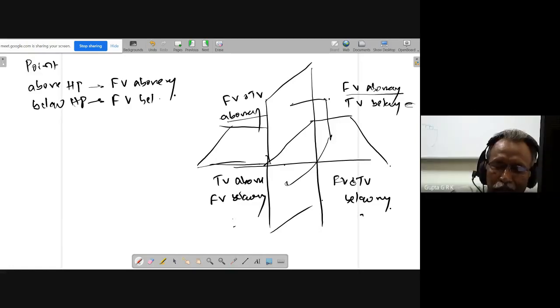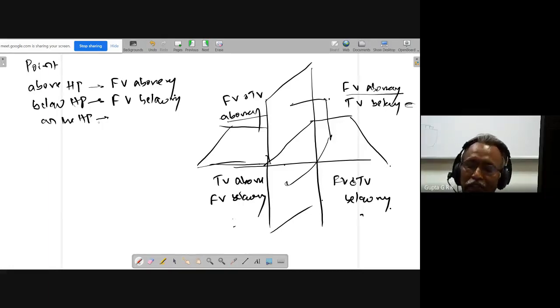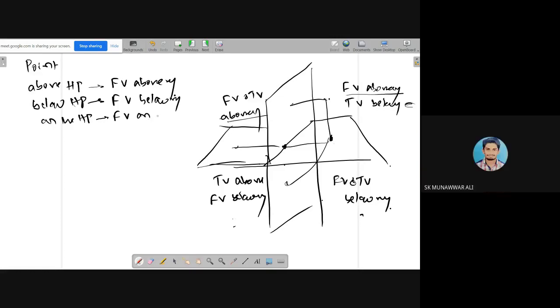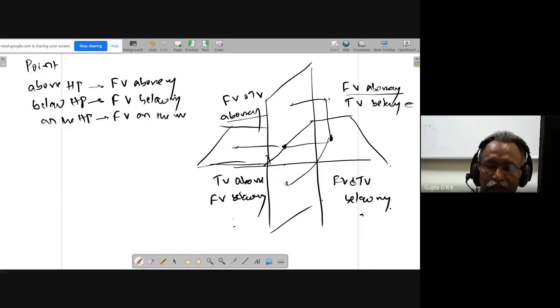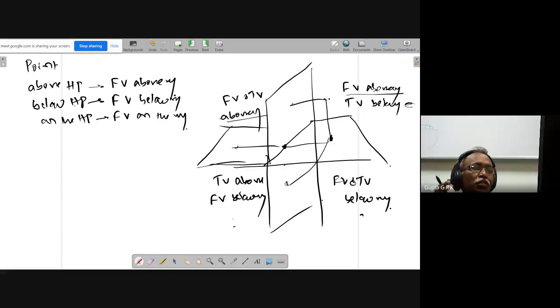Front view below XY. If a point is on the HP, what happens? It's on the front view on the XY. Whether the point is here or here, the image falls onto the XY. So front view on the XY. With respect to HP, if I know, I can be sure of its front view.